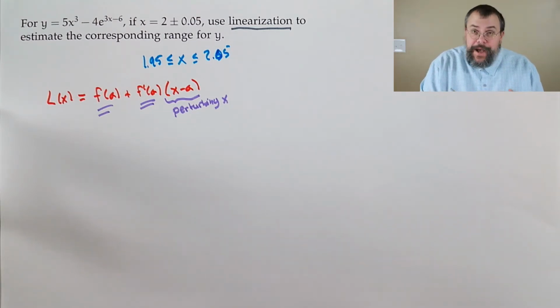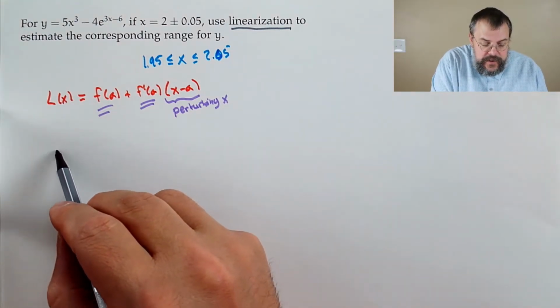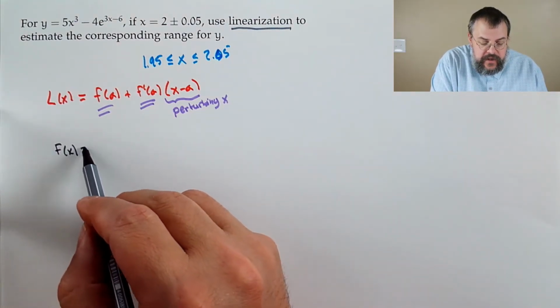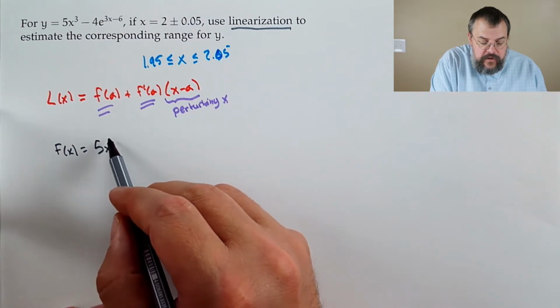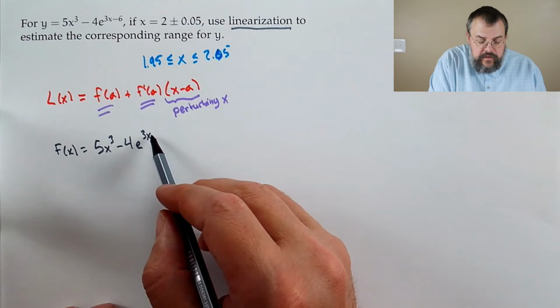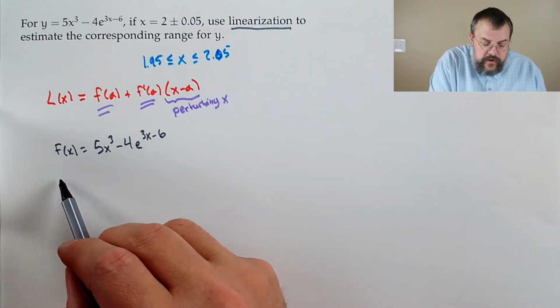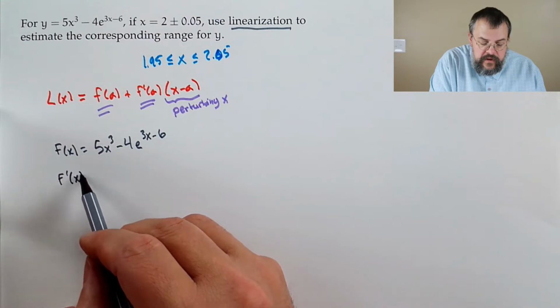All right, back to our problem. So our function here, we can think of our f of x is 5x cubed minus 4e to the power of 3x minus 6. And what is our f prime of x?